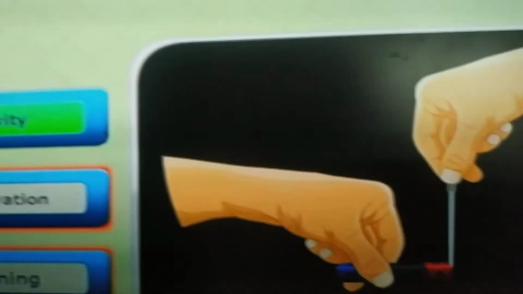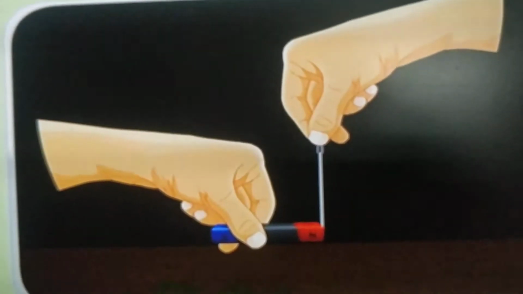Bring the iron nail near some iron filings so you can observe the change. What happened? It is showing some magnetic property, right? Yes. See, now it acts like a magnet because it is magnetized. The iron nail is magnetized so that it is attracting the iron filings.